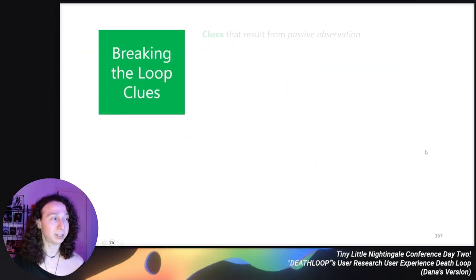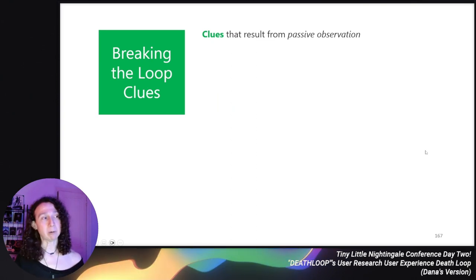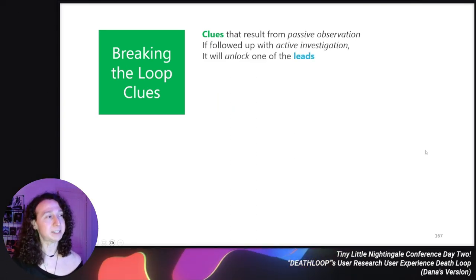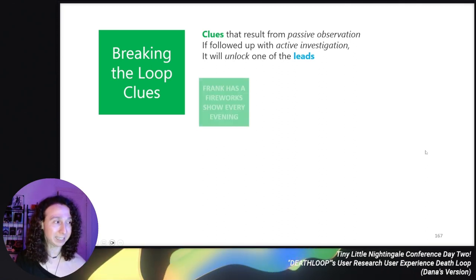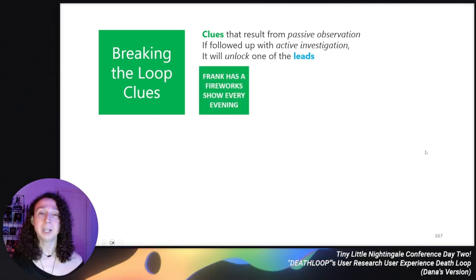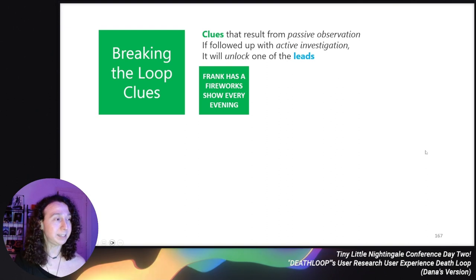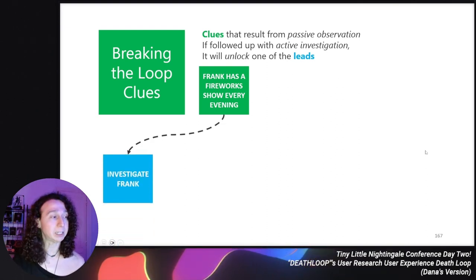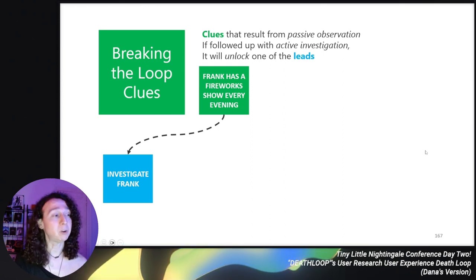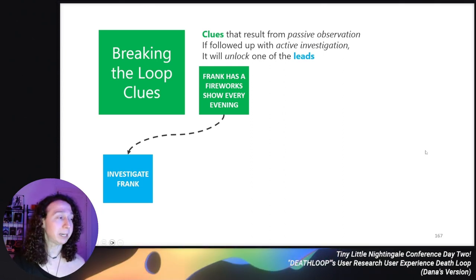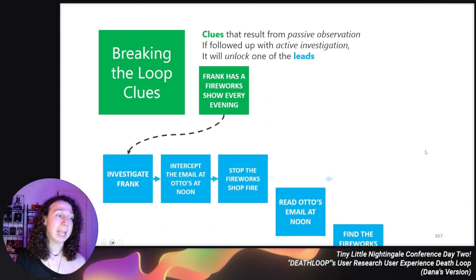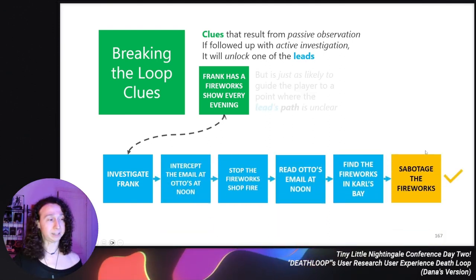So first, let's take a look at breaking the loop clues. What are those? These are clues that result in passive observation, and if followed up with active investigation, it will unlock one of the leads. So, for example, a player can, using their eyes and ears, notice that Frank has a fireworks show in the evening. That's a breaking the loop clue. In a perfect world, that would then prompt the player to go to Frank's club and then do some investigation. And then the lead would play out as designed.